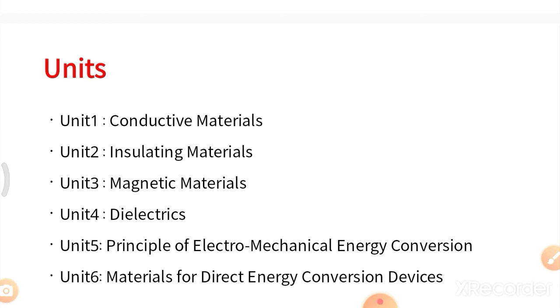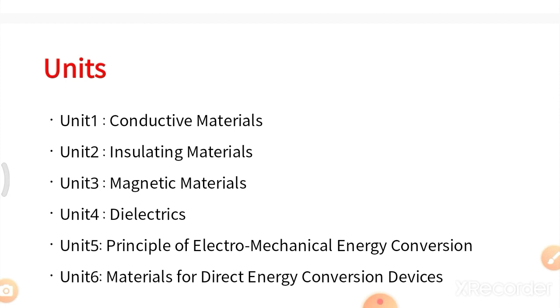Second unit is insulating material. In this unit, we are going to see different types of insulating materials, its specification and properties. Third unit is magnetic materials. It includes basic terms related to the magnetic circuit, different types of magnetic materials.